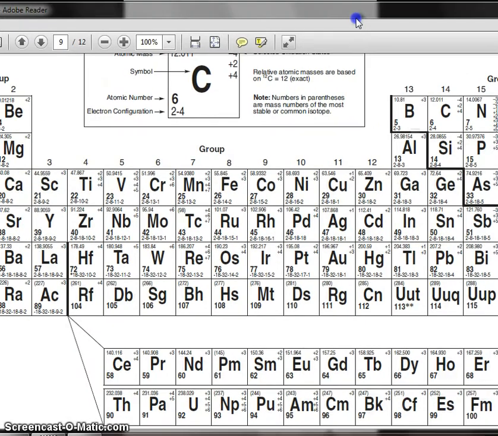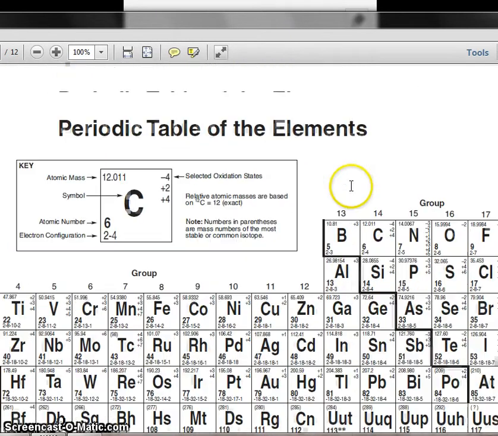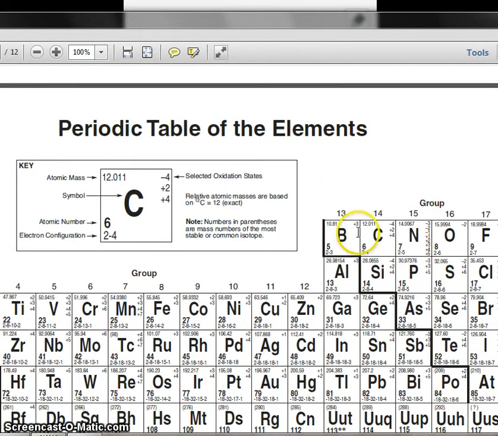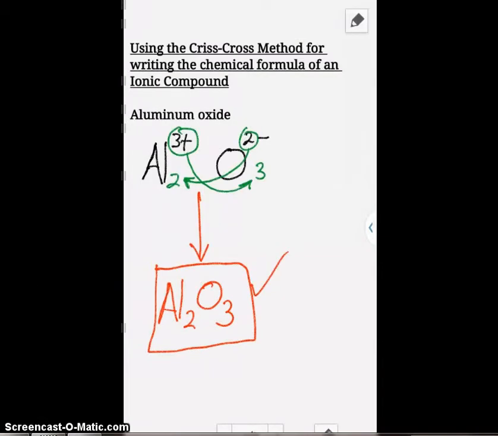So we're going to have to pull up our handy-dandy periodic table of elements, which you're always going to have to use in chem all the time. Alright, so the first formula is aluminum oxide. They give us the name, and we have to figure out how to write the correct chemical formula for aluminum oxide, which is an ionic compound.